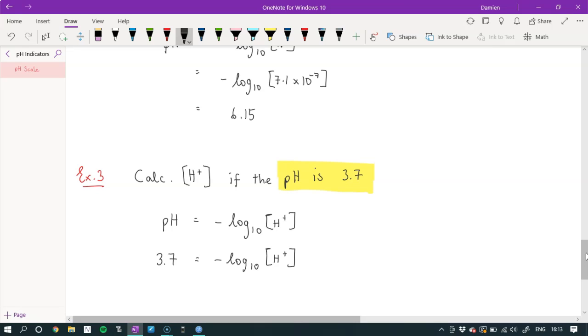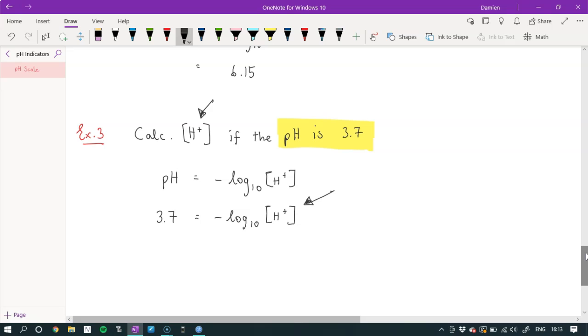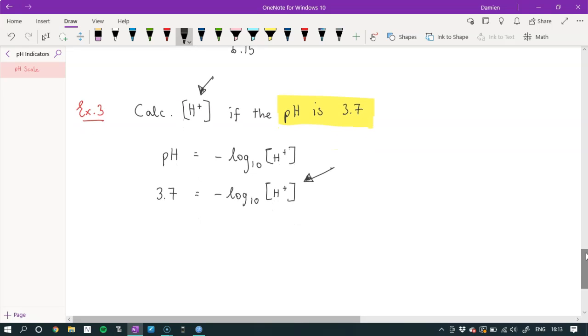Now, what's the question asking for? It's asking for the hydrogen ion concentration. So we need to get this on its own. So we have to sort out this minus logarithm. Now, if you've done honours maths, you should be able to do this without too much hassle. If you've done ordinary level maths, you've never seen this before because logarithms are not on the course. So pay attention to this, and we'll try and show you a quick way of doing this.